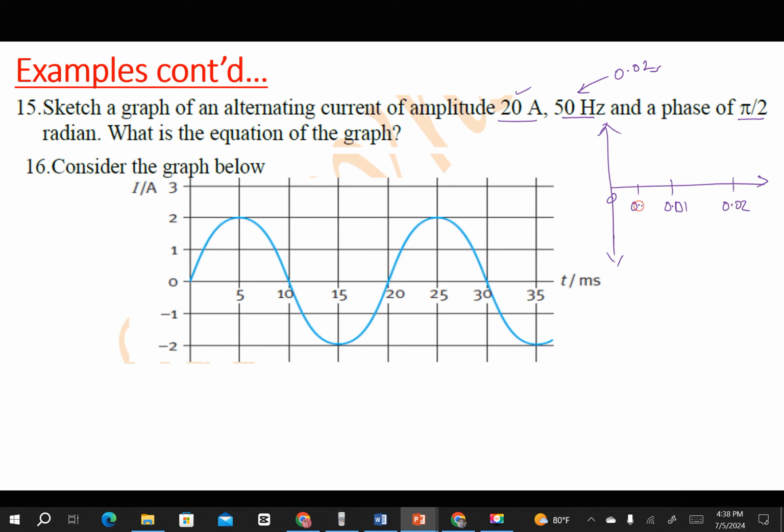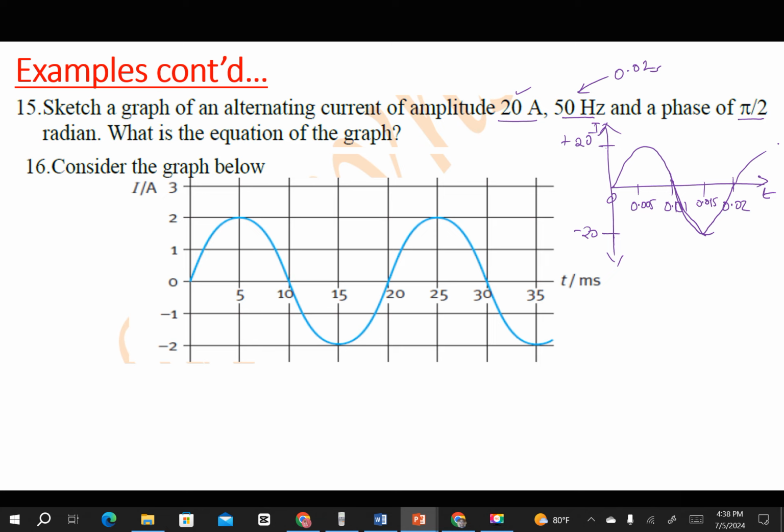So this is 0.005, and 0.015, which is a quarter cycle. The peak is 20, so I'll put 20 up and negative 20 down. This is current against time. So this sketch will simply be like this, and so on and so forth.